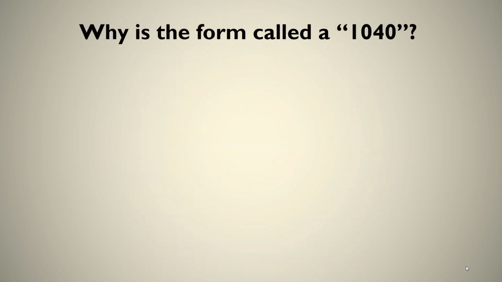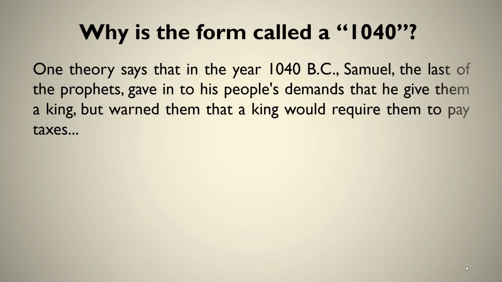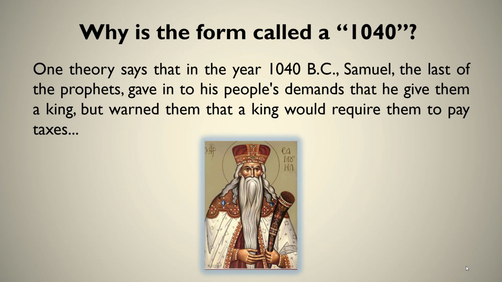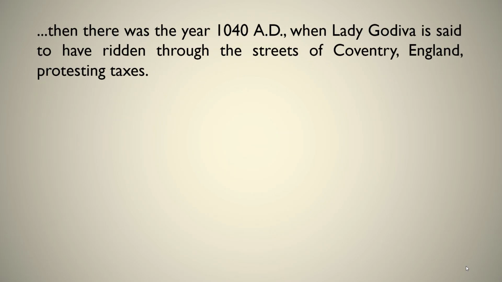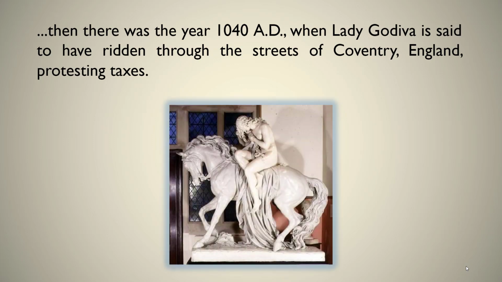So why is the form called a 1040? Well, one theory says that in the year 1040 BC, Samuel, the last of the prophets, gave in to his people's demands that he give them a king, but he warned them that a king would require them to pay taxes. Then there was the year 1040 AD, when Lady Godiva is said to have ridden through the streets of Coventry, England, protesting taxes.